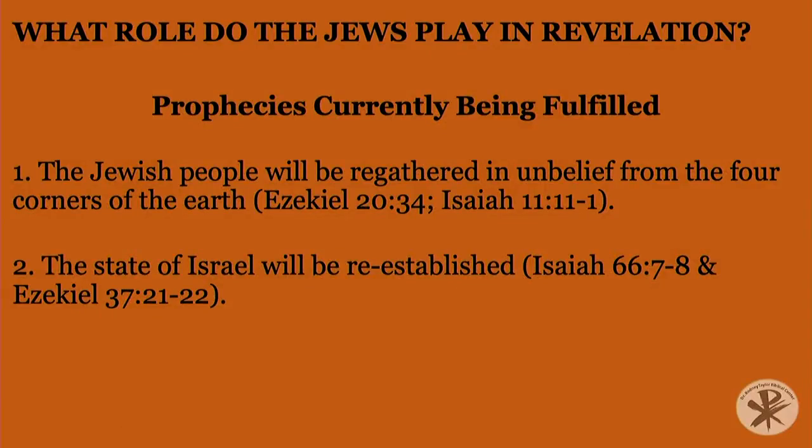So we know from history that these migrations have been taking place, and there has been a widespread migration of Jews back to Israel. There have been many Americans who have gone back to Israel. And so the returning migrations have seemed to fulfill, or at least are fulfilling, this prophecy that we see in Ezekiel and in Isaiah. Now, the second prophecy is that the state of Israel will be reestablished. We see that in Isaiah 66, 7 and 8, and in Ezekiel 37, 21 through 22.